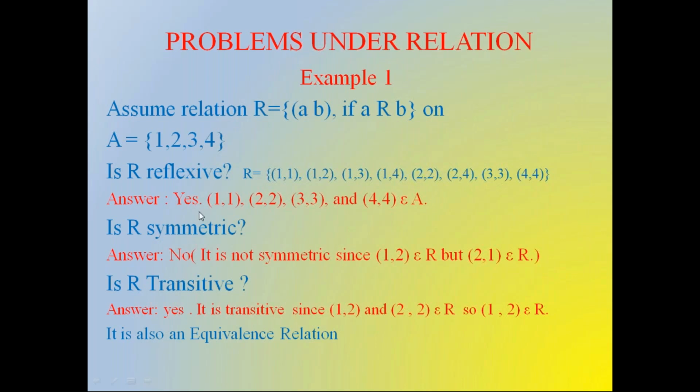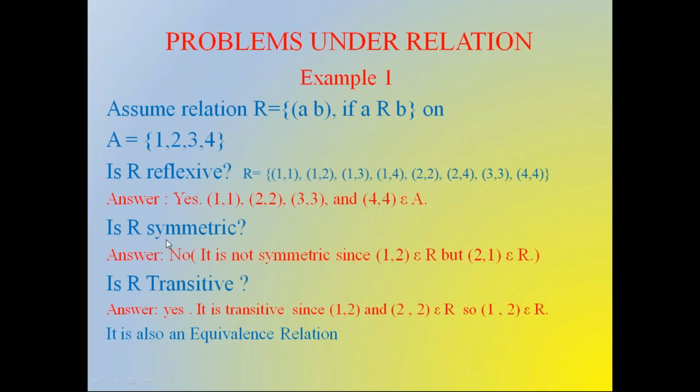The answer is yes. Because, as I already told you, if the elements of the set A are 1, 2, 3, 4, for a reflexive relation we have to consider all the elements of capital A. For the first number 1, we must have (1,1), for the second number (2,2), for the third number (3,3), and for the fourth number (4,4). So for each element of capital A, we must have the ordered pair of the same number. If it appears in the relation set, then it is called reflexive.